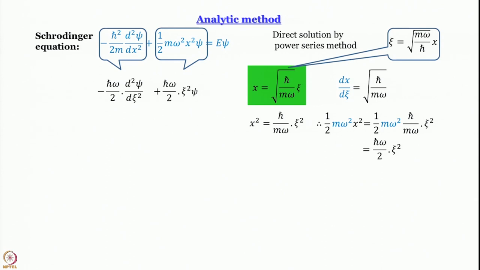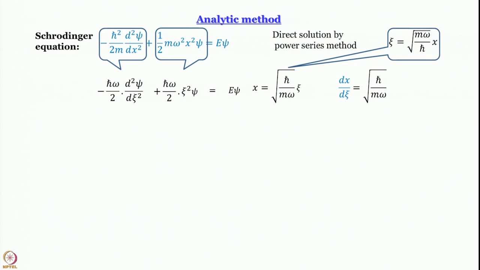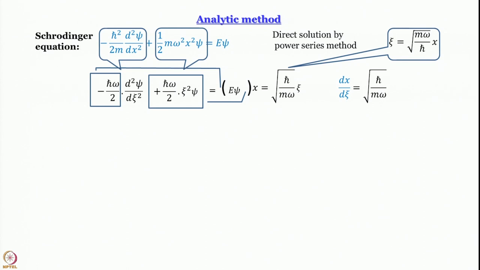We will write that. Left hand side now is written in terms of psi: minus h cross omega by 2 d² psi / d psi² plus h cross omega by 2 psi square psi. That of course will be equal to E psi. Now, what we can do is take this whole thing onto the right hand side because we want to write our differential equation in a neat form. That is why we are doing this. So, we can take the second term to the right hand side and then the entire right hand side will be multiplied by minus 2 by h cross omega. Then on the left hand side we will be left with only d² psi / d psi². This is what we will get.